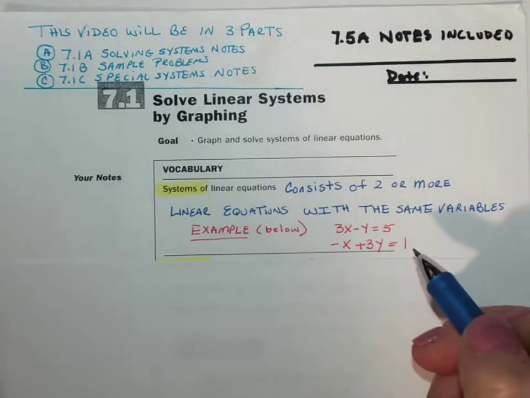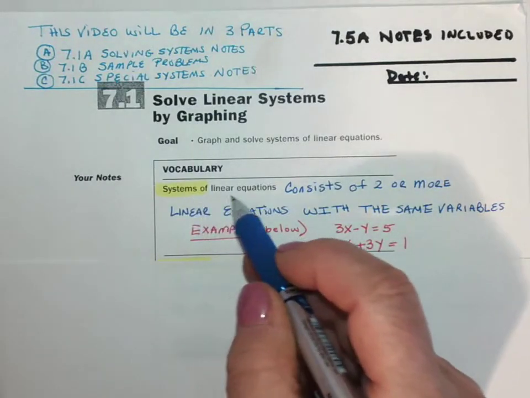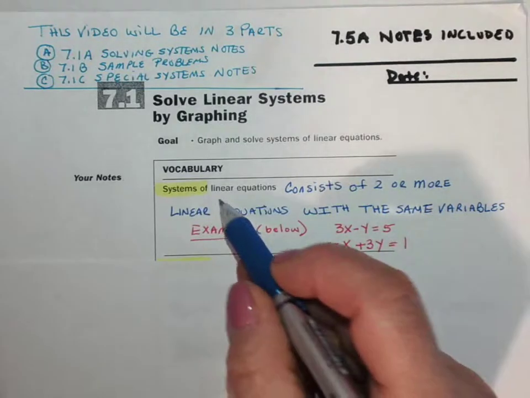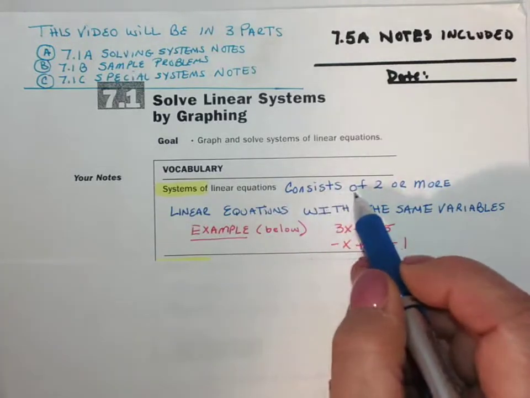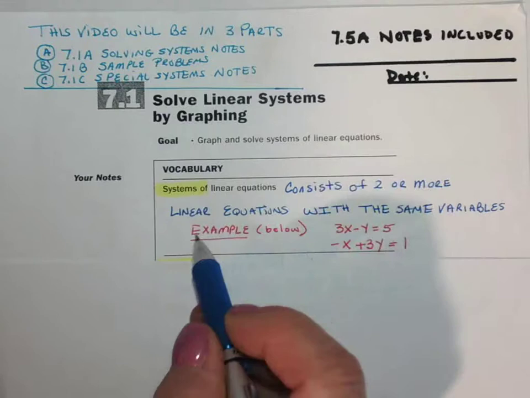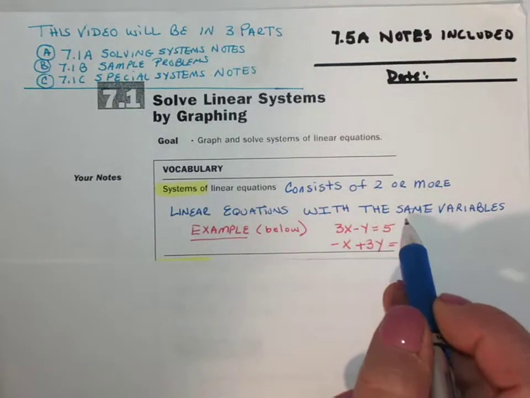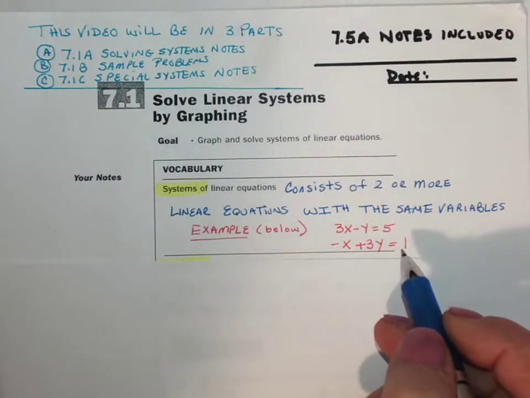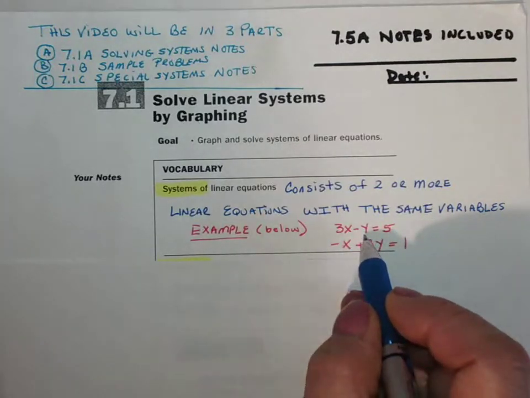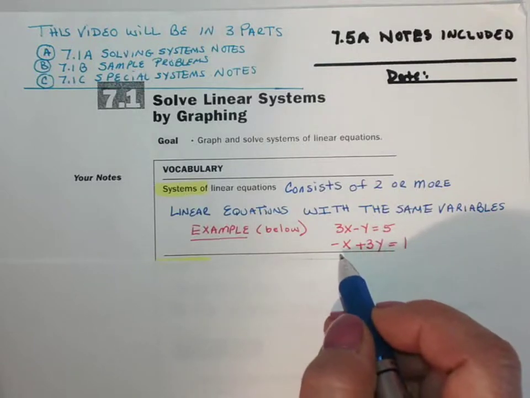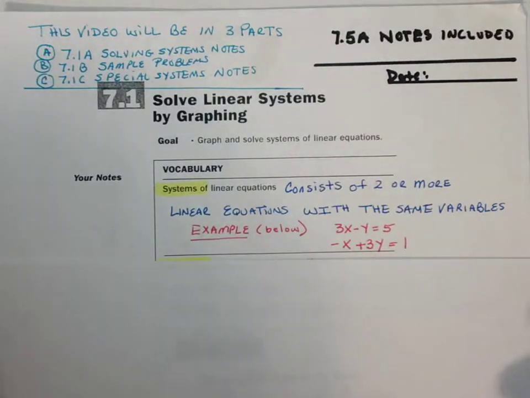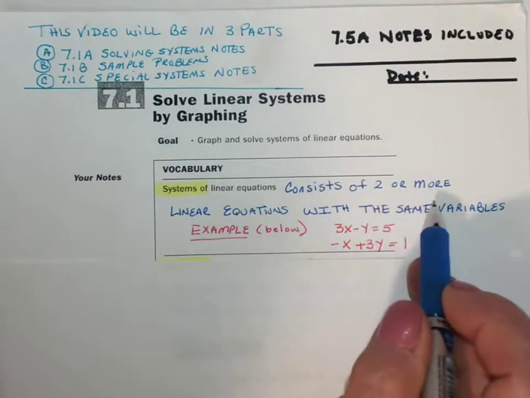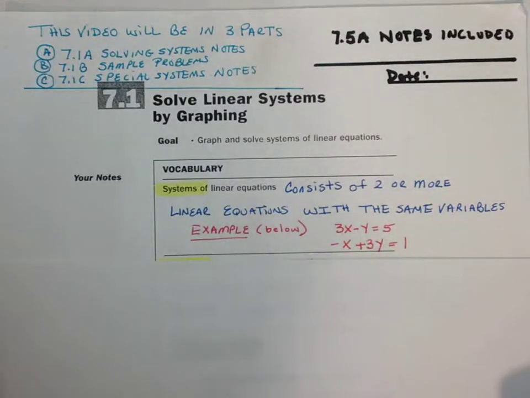First, we're going to go over some definitions. What is a system of linear equations? Here is an example. A system of linear equations consists of two or more linear equations with the same variables. The example below has two equations, 3x minus y equals 5, and negative x plus 3y equals 1. So what you need to know is that systems consist of two or more linear equations with the same variables.